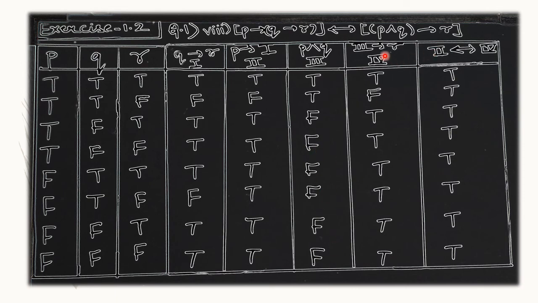Next comes 3 implies R, that is P and Q implies R. This is the second bracket that I am talking about here. So numbering makes it convenient to write. So 3 implies R, we name it as 4. So 3 implies R means P and Q implies R.